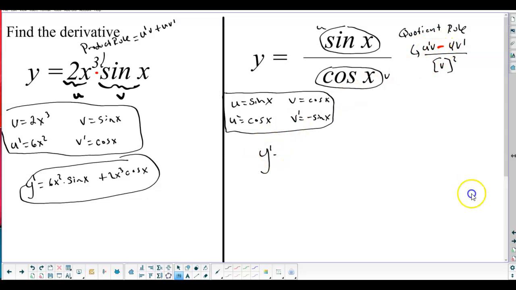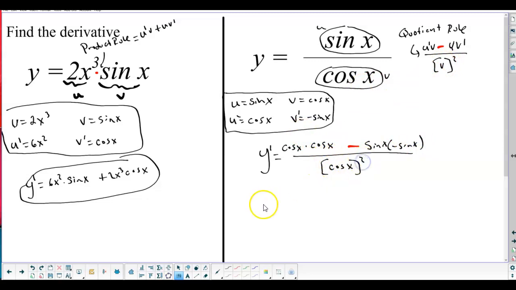So we're looking for the derivative of y, and we're going to take, let's separate this by a subtraction, the derivative of u, which is cosine of x, times v, which is cosine of x. Interesting. And then we've got u times v, so sine of x times, now I should be careful here, this v prime is a negative, so I'm going to put parentheses around that. And then it's all over v squared, so cosine squared. Well, there's some really interesting things here.